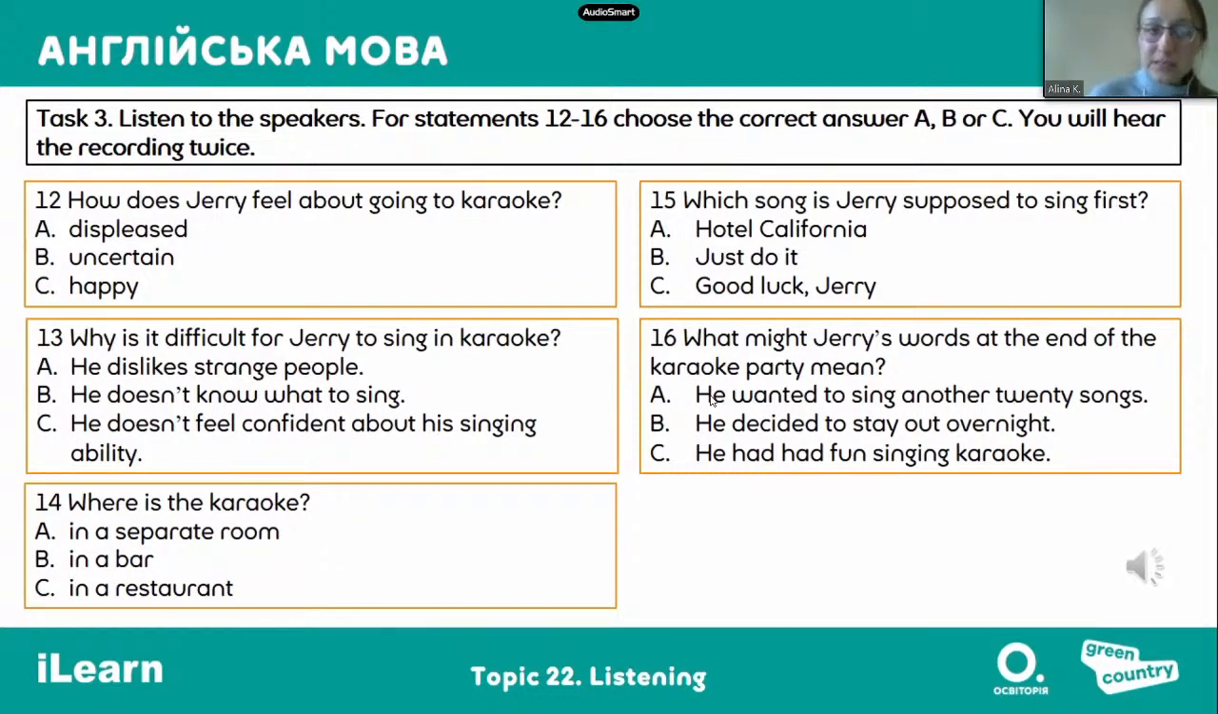Хто такий displeased? Displeased, that is someone who is not satisfied, unsatisfied with something. Maybe sad, maybe annoyed, something like displeased. Okay, uncertain. Maybe not sure, unsure, maybe not happy, yes, because of something. And C, we have happy. That is actually the only very positive meaning here. Happy, excited, maybe amused, and whatever.